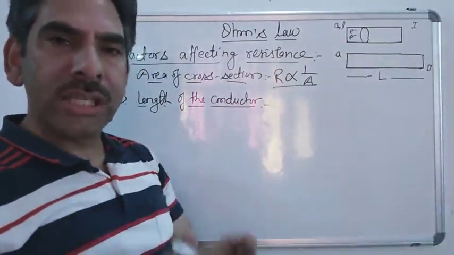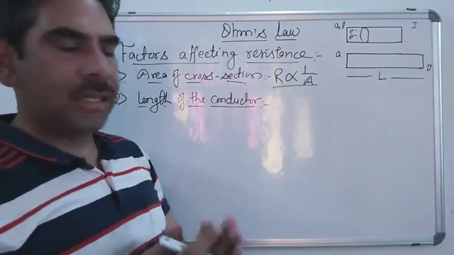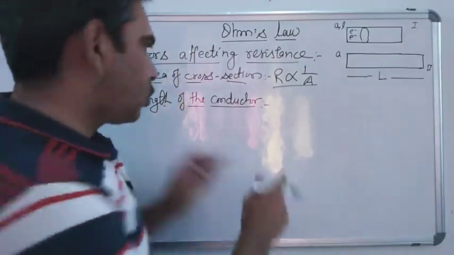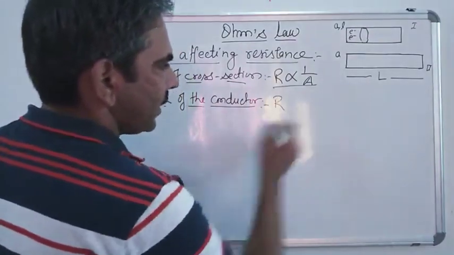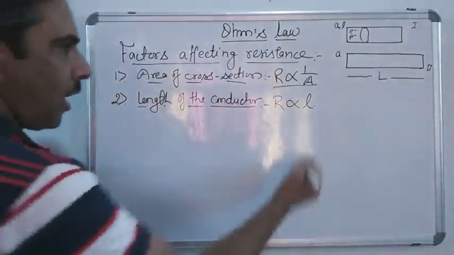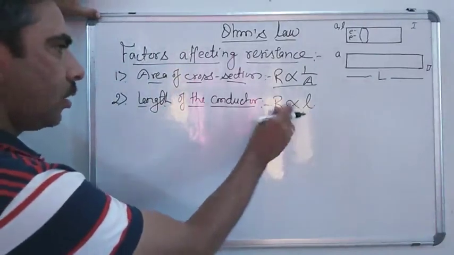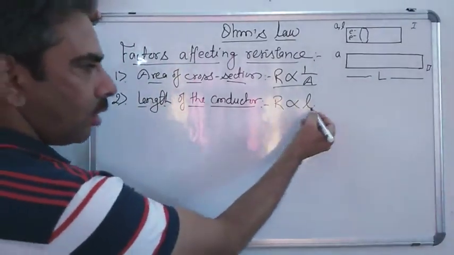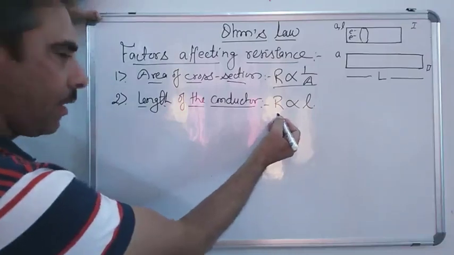So that means the more the length, the more the number of collisions faced by the electrons, and hence the more the resistance. So there is direct proportionality between resistance and the length of the conductor. As the length of the conductor increases, its resistance also increases. Or we can say the longer the conductor we use, the more resistance it will have.